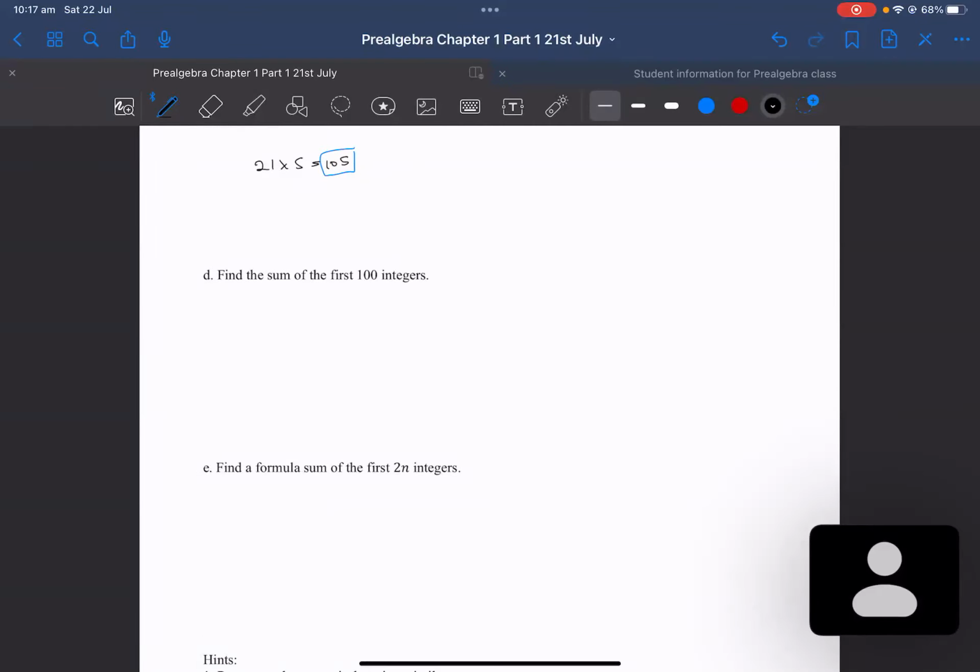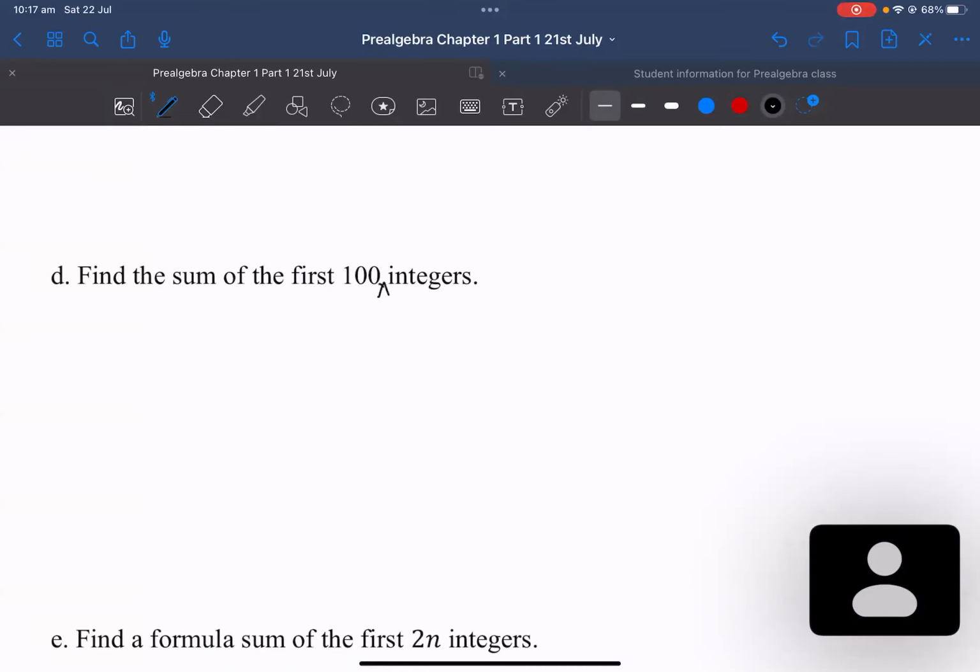First question, D, is to find the sum of the first 100 integers, so positive integers, I should say. Integers means whole numbers. They could be negative as well, but positive means you only count the first 100. So it's 1 plus 2 plus 3 plus and so on, all the way until 97 plus 98 plus 99 plus 100. If you add this manually, it's going to take you ages, right? So again, we're coming up with an idea, maybe pairing them up nicely to find what this sum is.